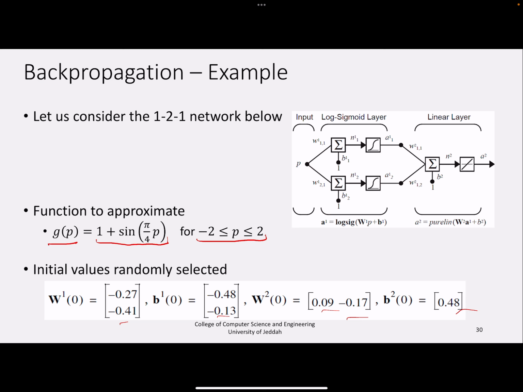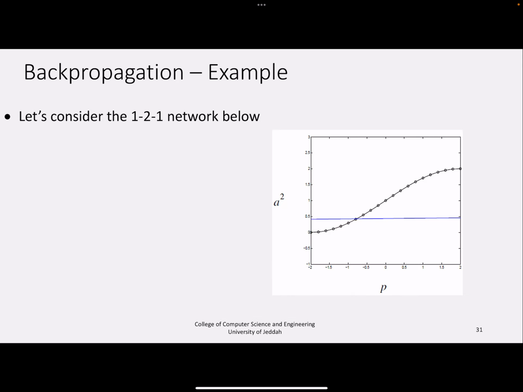And here's a set of random values that you can start off with. Now, just to understand what this function is that we're trying to approximate and what will happen after the first iteration, this over here, the black line that you see, this is the function that we're trying to approximate. Now, initially, with these random weights and biases that we chose, this blue line is what this network is actually doing in the beginning. It's not doing much. It's nowhere near the function that we're trying to approximate.